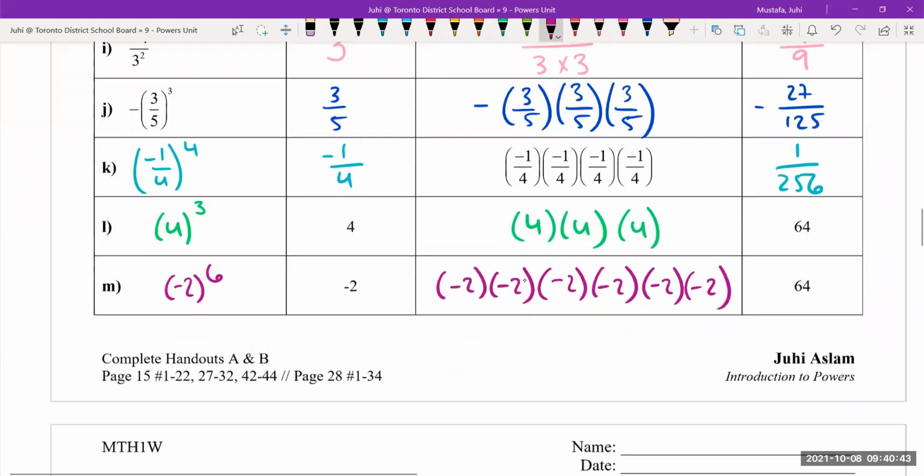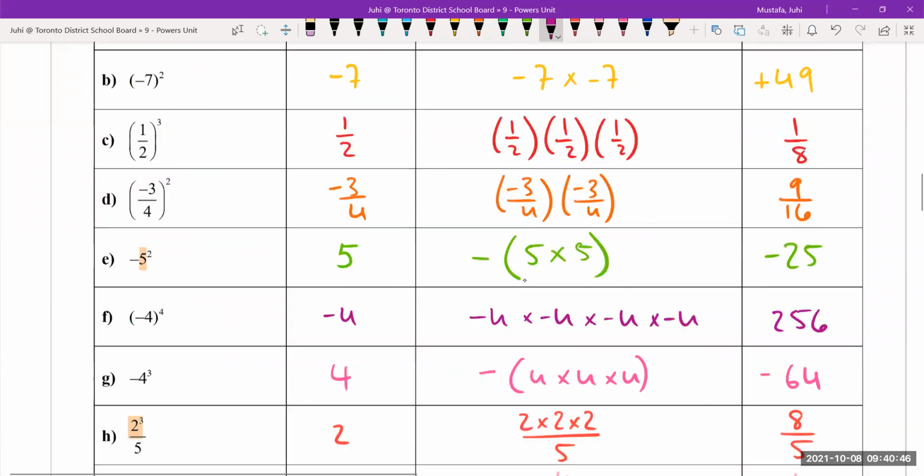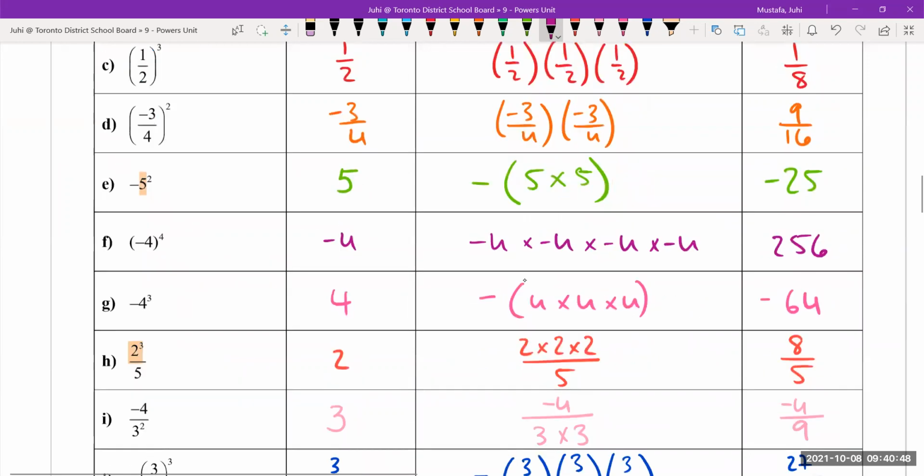Okay, so how are you guys feeling with that? Is that okay? Pretty good lesson for a Friday, right? Not too bad. Okay, so those were the solutions.